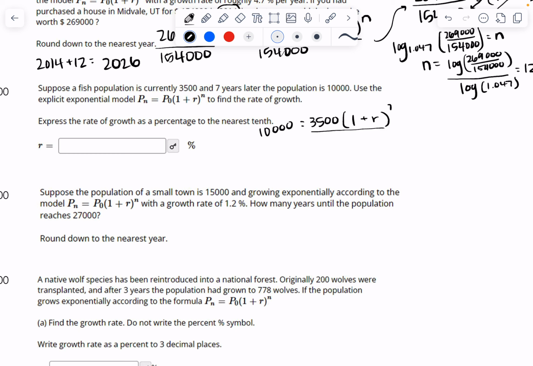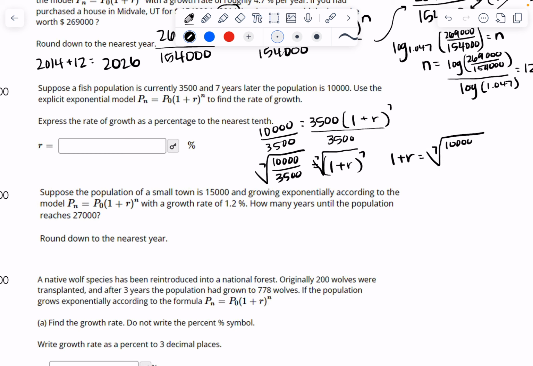So we need to divide. Again, just like the previous problem, we're going to divide by the initial population. And we get 10,000 over 3,500 equals 1 plus R to the 7th power. This time we don't know the base of the exponent, but we do know that the exponent is 7. So the way we undo an exponent is by doing the root. So we're going to do the 7th root on both sides. We get 1 plus r equals the 7th root of 10,000 over 3,500.